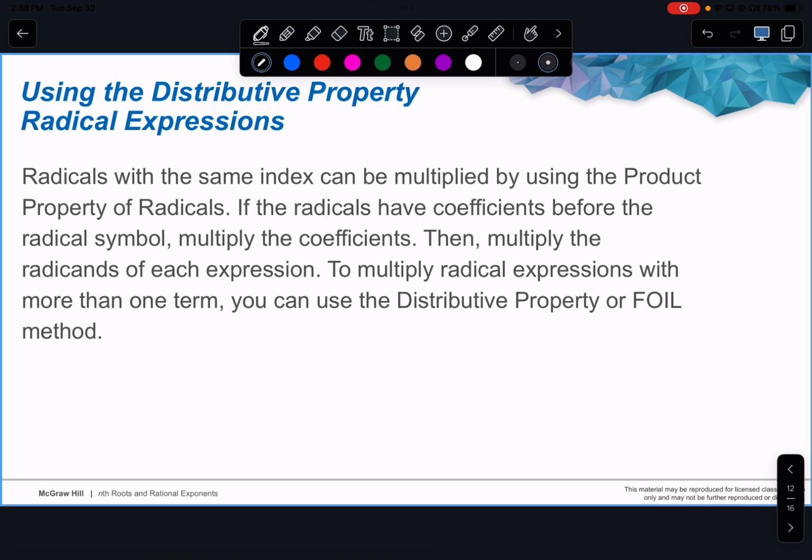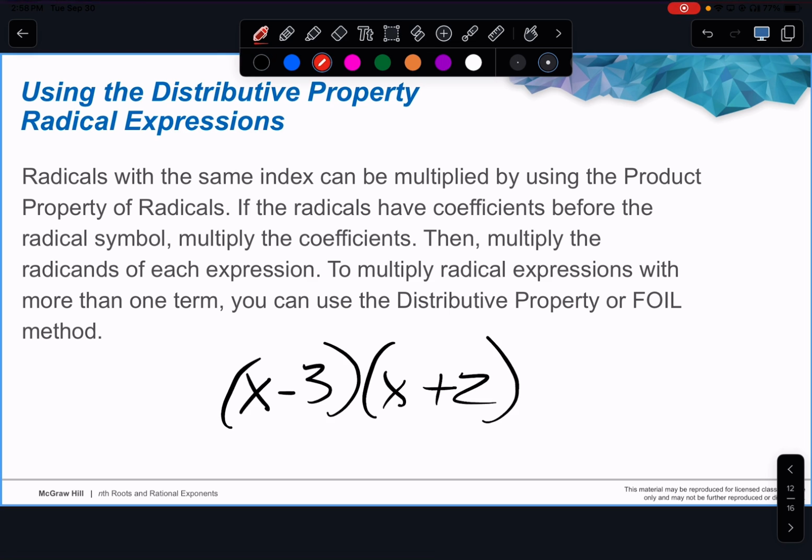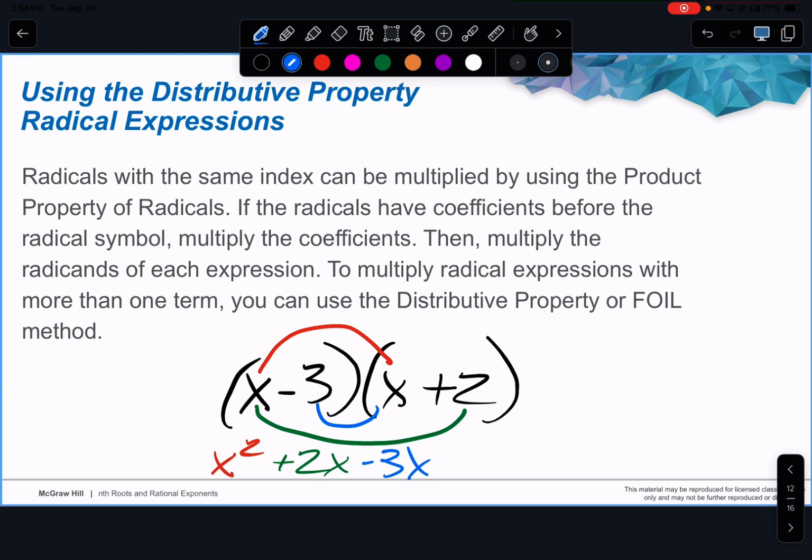Okay, we're going to start with the FOIL method. So the FOIL method takes you back to probably Algebra 1. x minus 3 times x plus 2. What you did is you did first, so x times x is what? x squared, right? Then you did the outside. x times 2 is 2x. Do you guys remember doing this? Yeah. Okay, now our insides, negative 3 times x is negative 3x. And then the last one, negative 3 times 2 is negative 6, right?